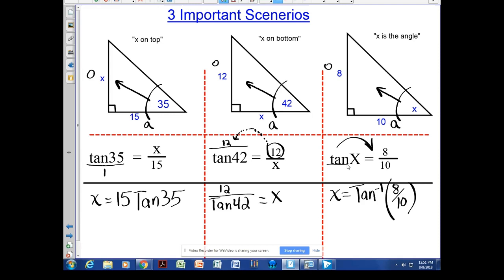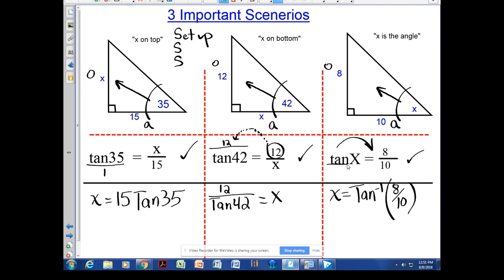But in all of these, there's one more important step. I like to call all of these steps the 3 S's. S, S, S. I like for all trigonometry problems to have 3 steps. The first one, which we've gone through, is the setup. Each of these were set up right at the beginning. The tan of 35 is equal to x over 15. The tan of 42 is equal to 12 over x. In this case, the tan of x was equal to 8 over 10.